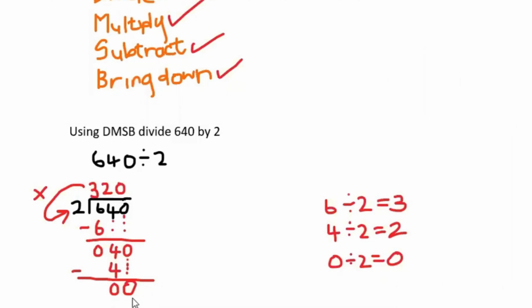0. It's 0. Remember, anything that is multiplied by 0 is 0, and anything by 0 is 0. Okay? So 0 multiplied by 2 is 0. So we've completed the multiplication step. Now let us complete the subtraction step. 0 minus 0 is 0. And the other one, 0. So we haven't brought down anything. So we have completed the long division step for 640 divided by 2.